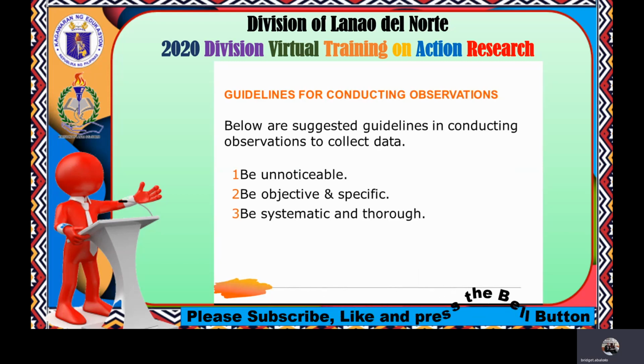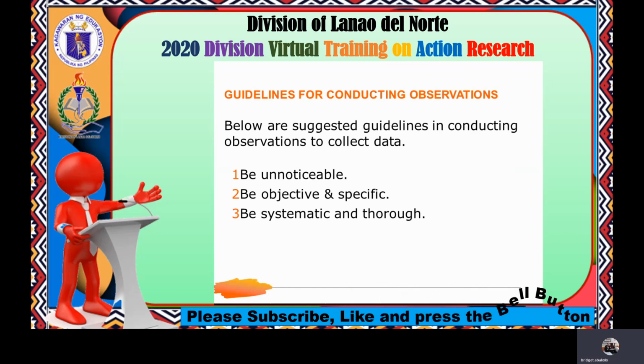Your observation recording should be exact, they should be logically sequenced and complete, and should include only what you saw and heard. Remember to separate your observations from your interpretation. So systematic, again, sequenced and complete. Only what you saw or what you heard, not your interpretations.